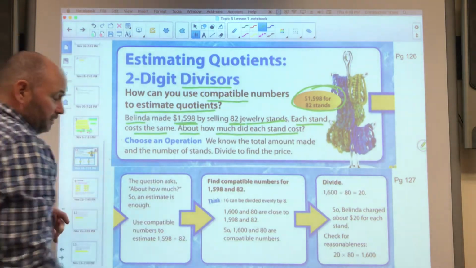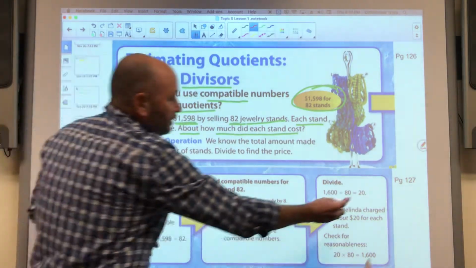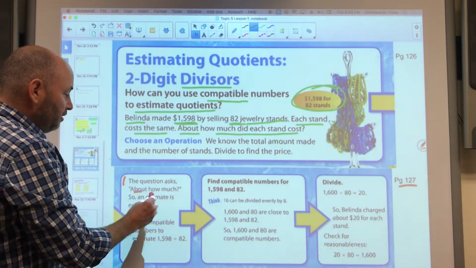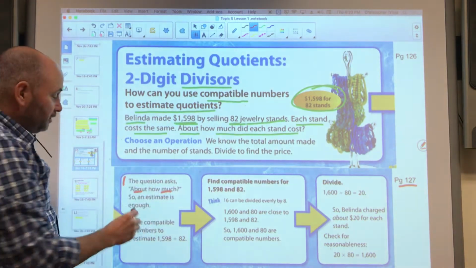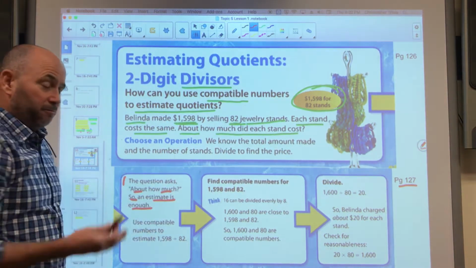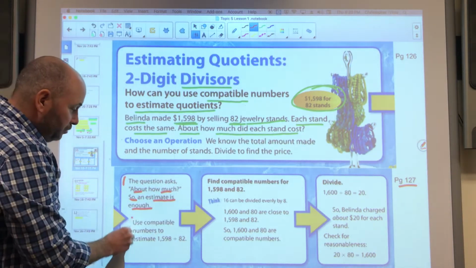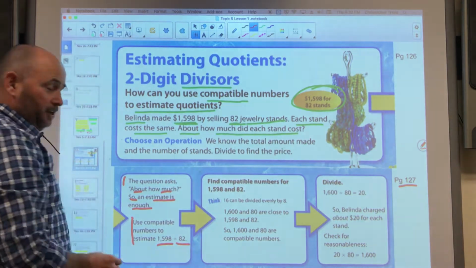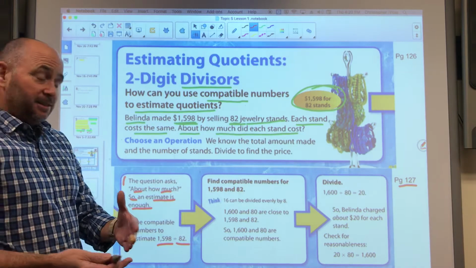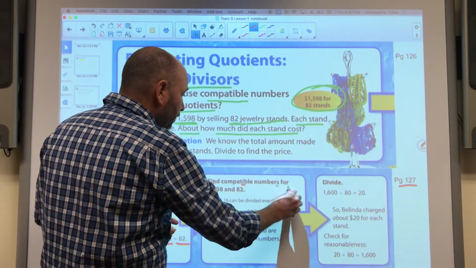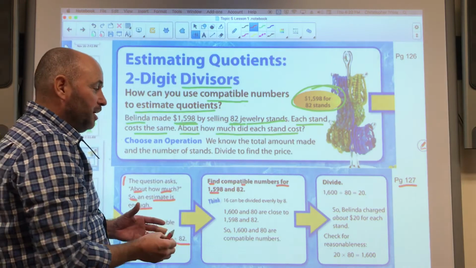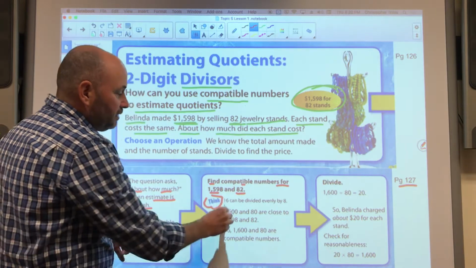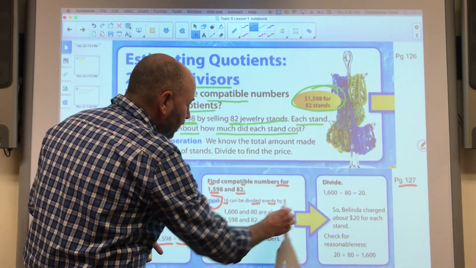Well, then the book gives us some more information on page 127. It says the question asks about how much. So we know it's an estimate. So an estimate is enough because the question is about how much. Use compatible numbers to estimate 1,598 divided by 82. The book then says, find compatible numbers for 1,598 and 82. Now, we think in our head 16 can be divided evenly by 8.